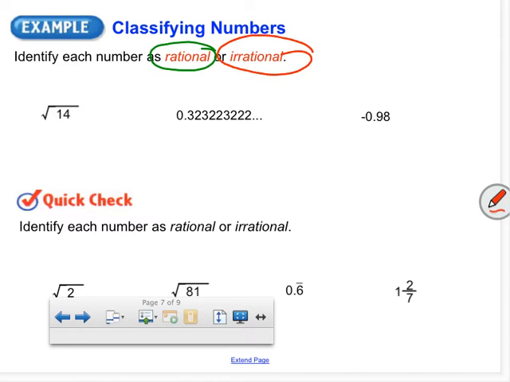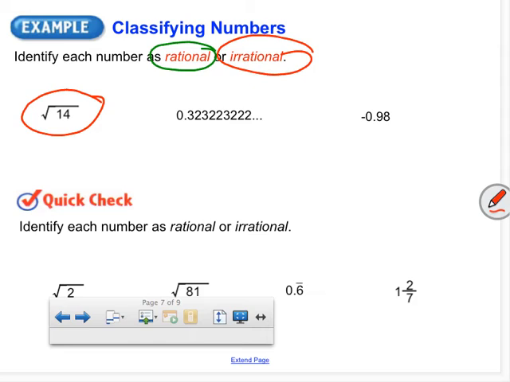So square root of 14. Rational or irrational? Irrational, because that's not a perfect square. So it's going to give you a decimal, and it's not going to terminate. It's not going to repeat. What about this middle number? Is that rational or irrational?